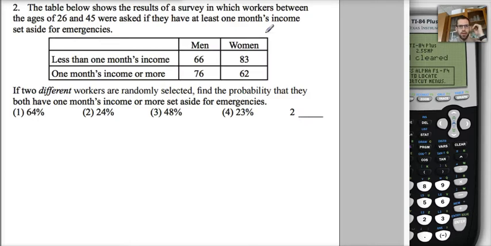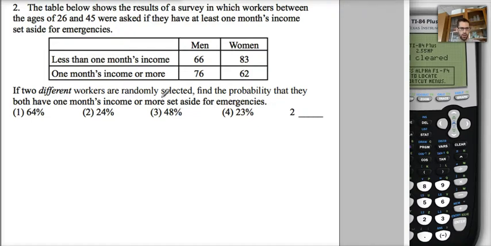Number 2. The table below shows the results of a survey in which workers between the ages of 26 and 45 were asked if they have at least 1 month's income set aside for emergencies. So here we have it. If 2 different workers are randomly selected, find the probability that they both have 1 month's income or more set aside for emergencies. So we're just talking about 2 different workers. It doesn't talk anything about gender here. So I think I'm just going to ignore gender. And what is the probability that they both have 1 month's income or more set aside for emergencies?